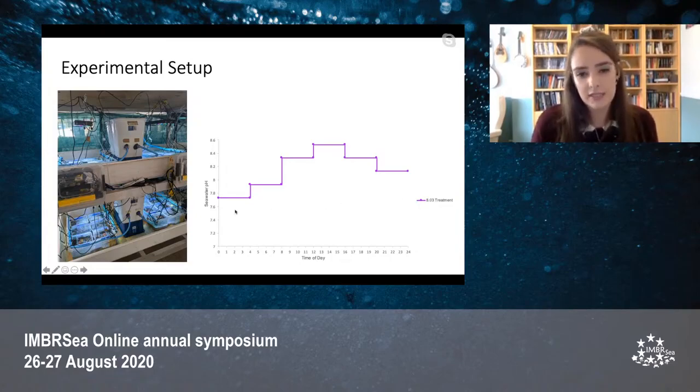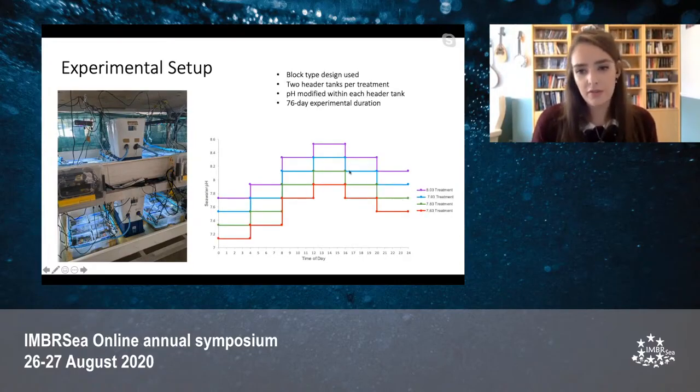So in all of my treatments, I have this cycle throughout the course of the day, and here is the ambient treatment, where the average across the day is 8.03. So in this graph are all my 4 pH treatments, which decrease from ambient 8.03 to 7.93, 7.83, and then 7.63. And again, this is the average of the treatments over the course of the day.